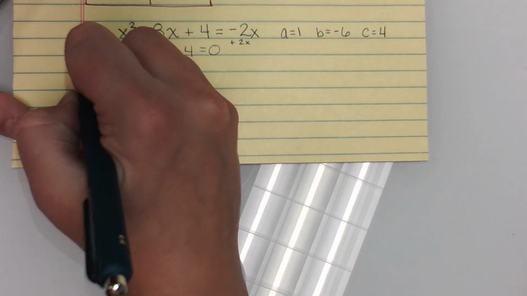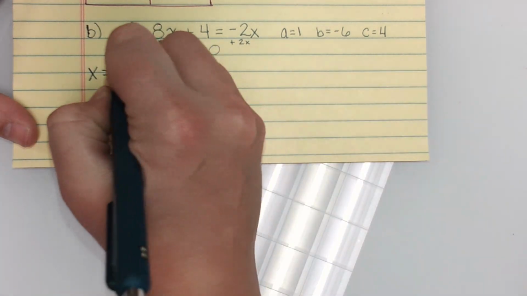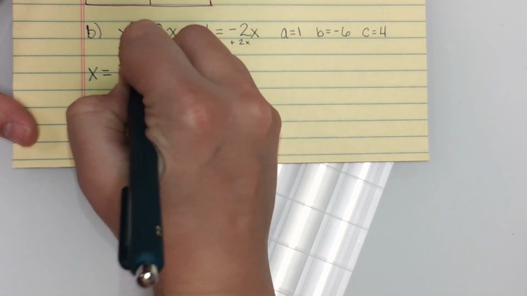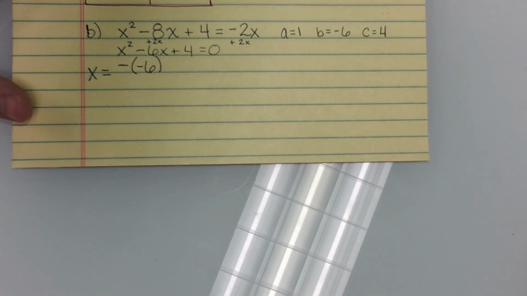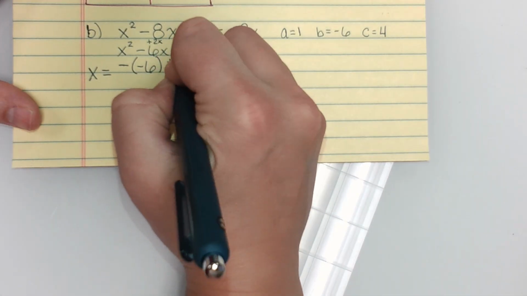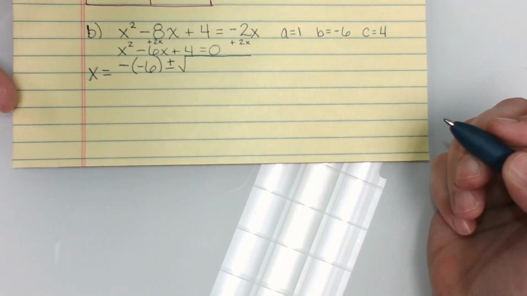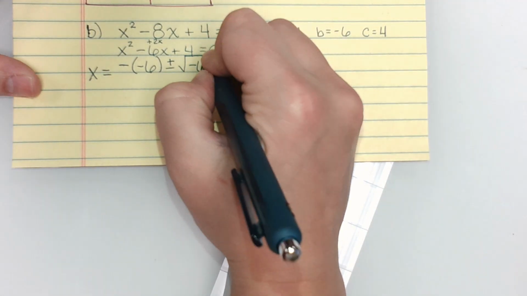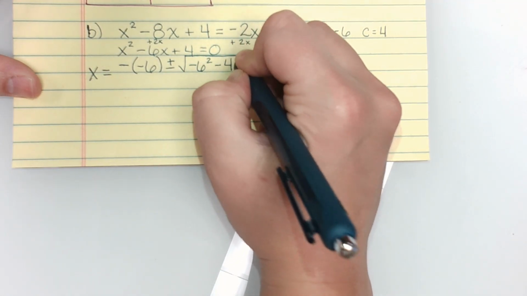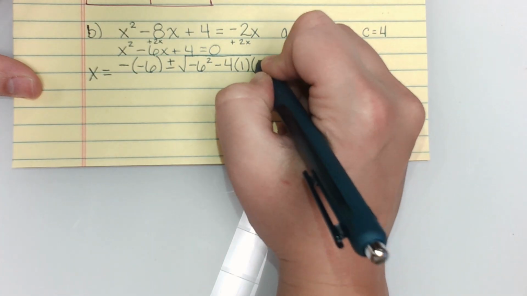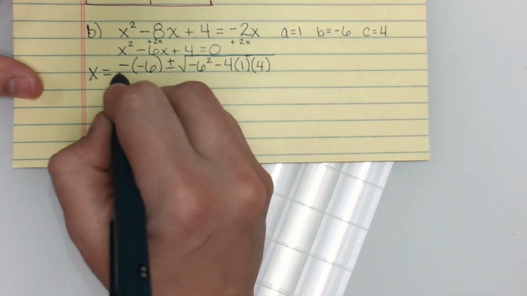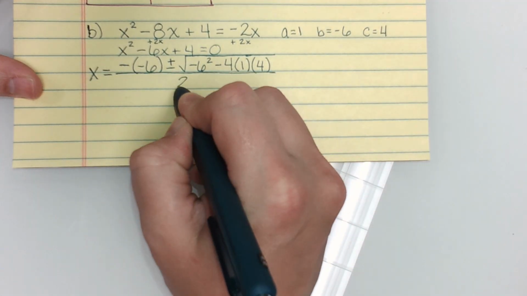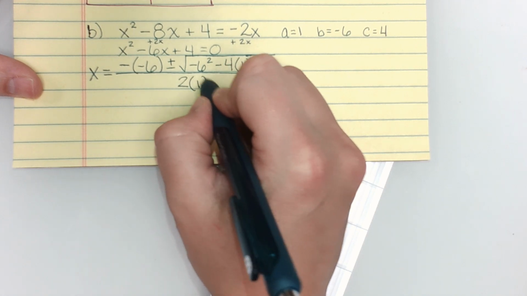Quadratic formula says x equals -b plus minus square root of b squared minus 4 times a times c. Just replacing the letters with their numbers. All over 2 times a.